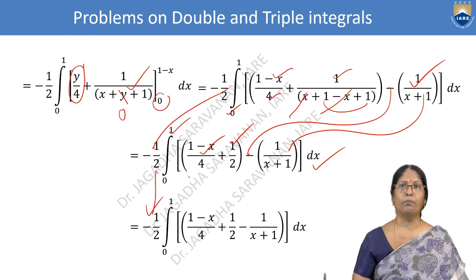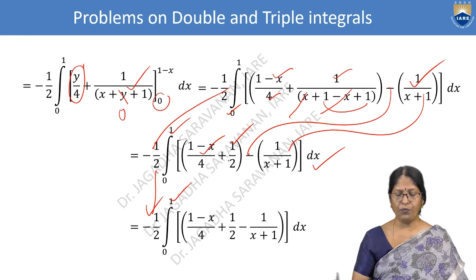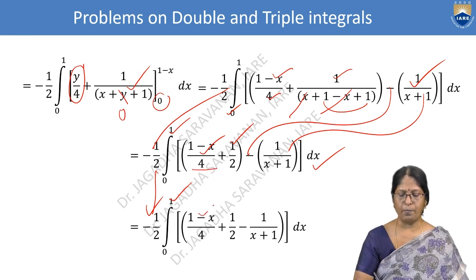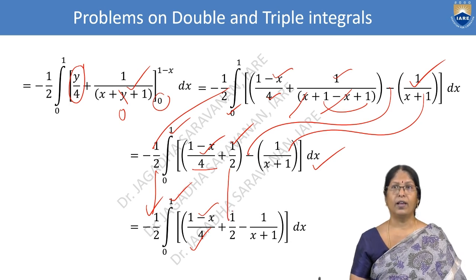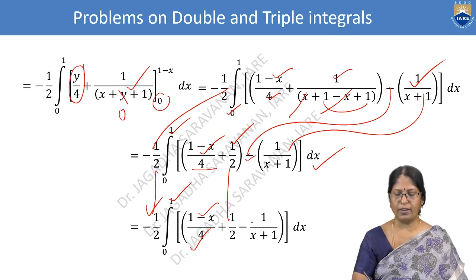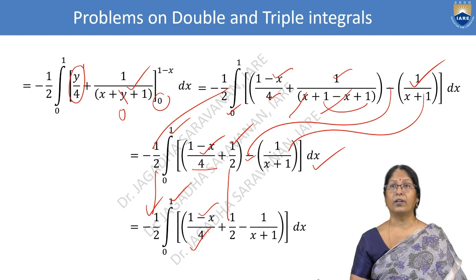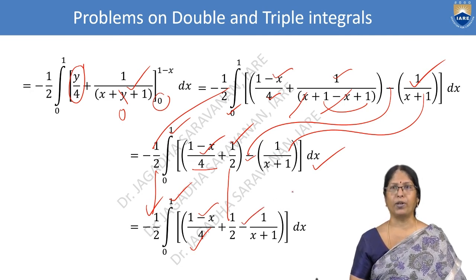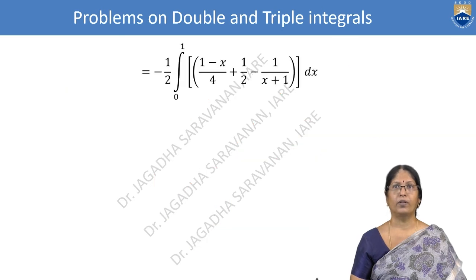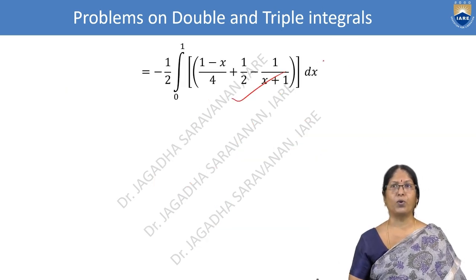So the minus 1 by 2, integral 0 to 1. If you are noticing here (1 minus x) by 4, this is written, and just this minus sign we took inside. So it has become minus 1 by (x plus 1). So this is the last step, we got it.